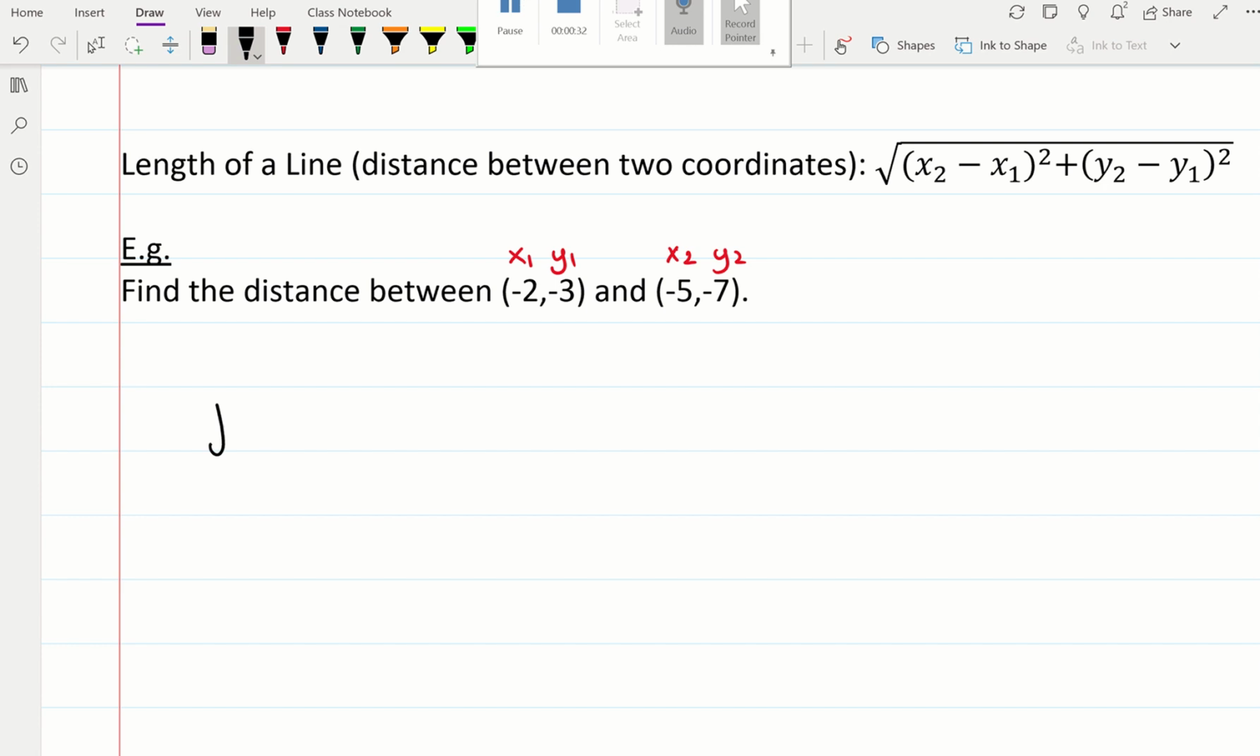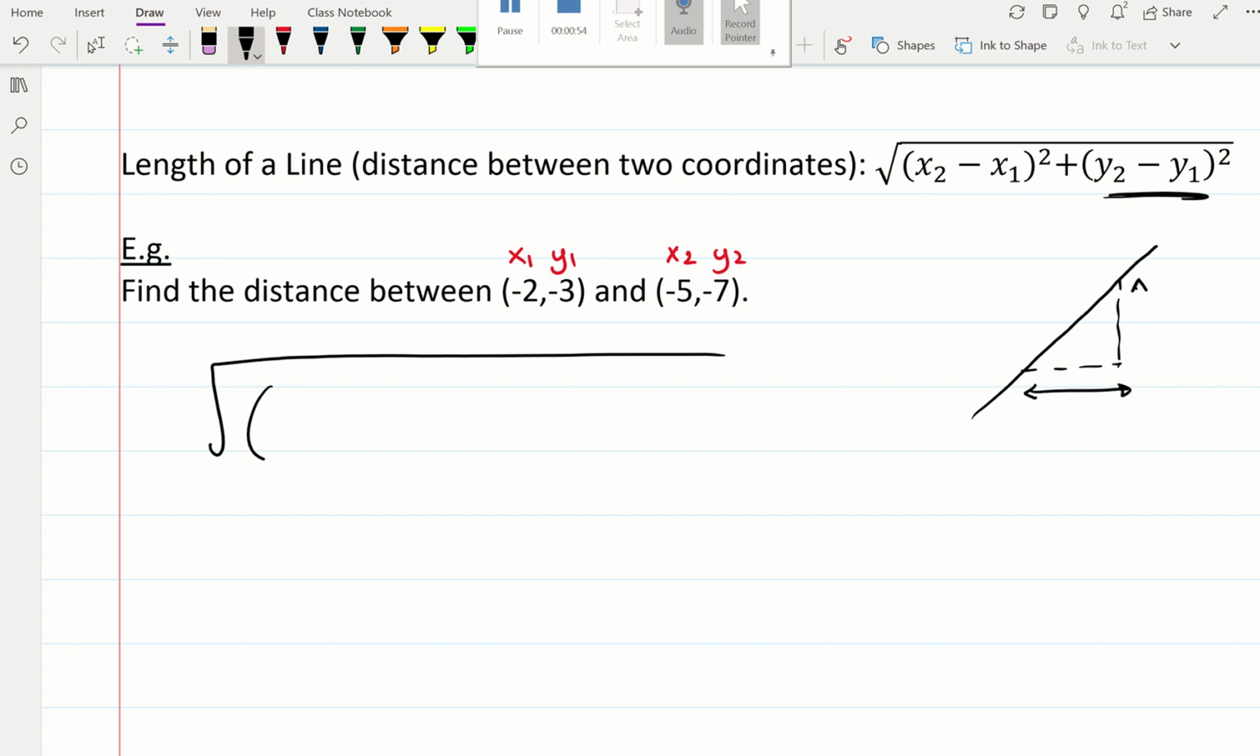And I put the square root, and you find the distance in x first. So you find the difference between the two coordinates. So that's the horizontal distance, and then you find the distance in y. It's basically Pythagoras theorem. You've got the line, and you find distance in x, distance in y. You square it and square root it, and you're finding the hypotenuse, so you're always adding.